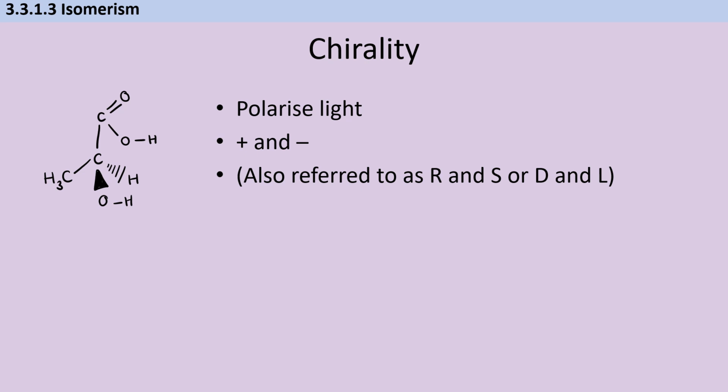Now, these optical isomers can actually do something quite cool. If you take just a normal beam of light, it has light that is moving in all different directions. But if you pass it through a Polaroid, then you can have polarized light where everything is oscillating in the same direction. And if you take that polarized light and pass it through a solution that has each of these optical isomers in it, then one solution will rotate the plane of polarization in a clockwise direction, and we call this the plus isomer, and the other will rotate it in the anti-clockwise direction, and we call this the minus isomer, although we also refer to these as R and S or D and L.